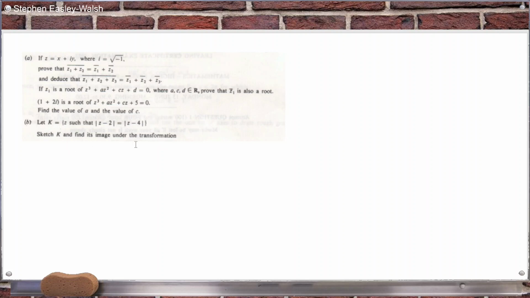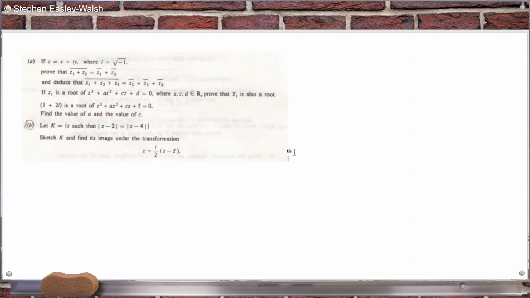Oh, I think I must have cut off the information about the transformation. Let me get it. What did I cut off? 1983. Oh yeah, cut it off. Why did I do that? That's the transformation there.